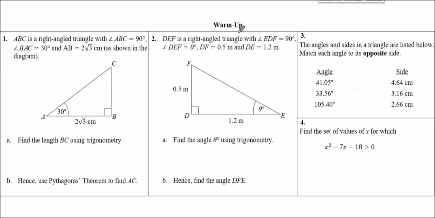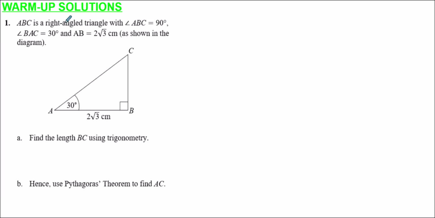So let's have a look now and work through together the solution to question 1. So question 1, we have triangle ABC. It's right angled with angle at B being 90 degrees, the angle at A being 30, and the length of AB being 2√3, as shown in this diagram. So part A, using trigonometry, we have to find the length BC.